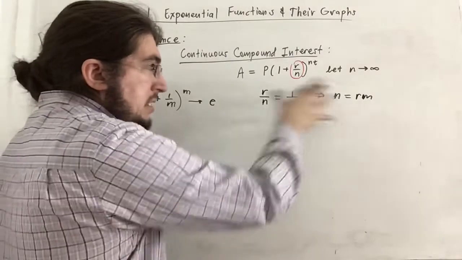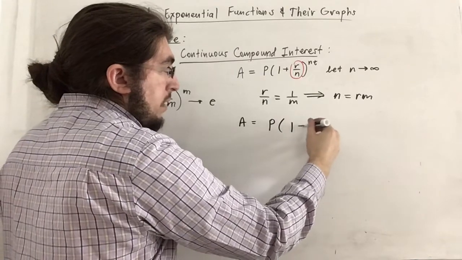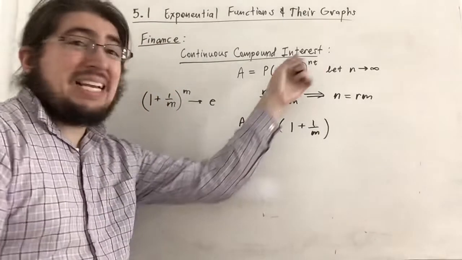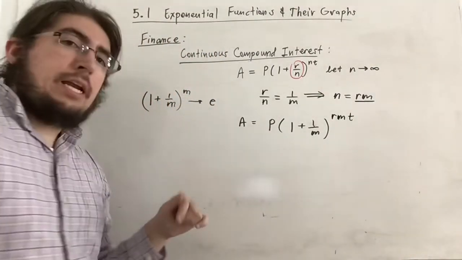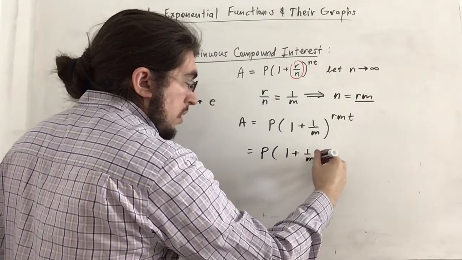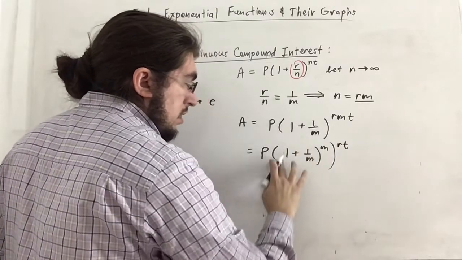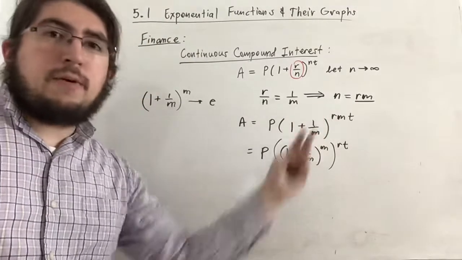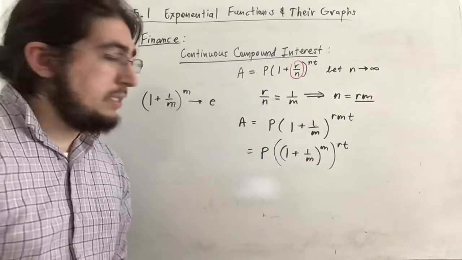And now applying these two things here, we get the following for A. We get A is P times a quantity 1 plus 1 over m, because r over n is equal to 1 over m, and n times t in the exponent, well, n is equal to r times m, so that's rmt. And now I'm going to rearrange some things here and write this as P times 1 plus 1 over m to the m, then to the rt. So let me see if I can write that a little better. There we go, like that. And this should make a lot of sense. I'm just rearranging the exponents and multiplying exponents, saying that taking a power to a power is multiplying the exponents.